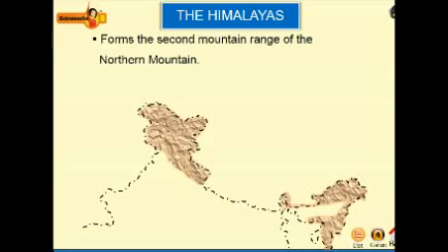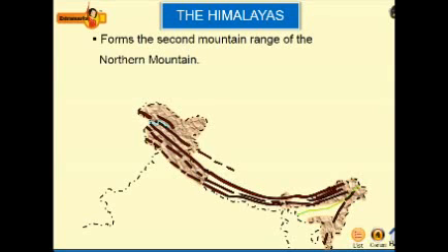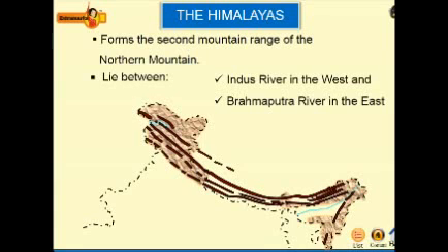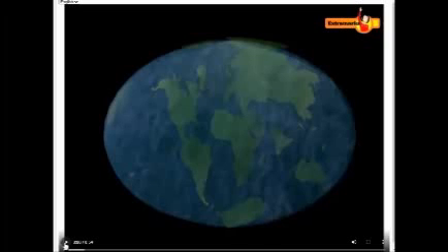Yes, now you learned about the Himalayan mountains, isn't it? Now let's see the Himalayas. It forms the second mountain range of the northern mountains. It lies between the Indus River in the west and the Brahmaputra River in the east. Next, let's watch another video.